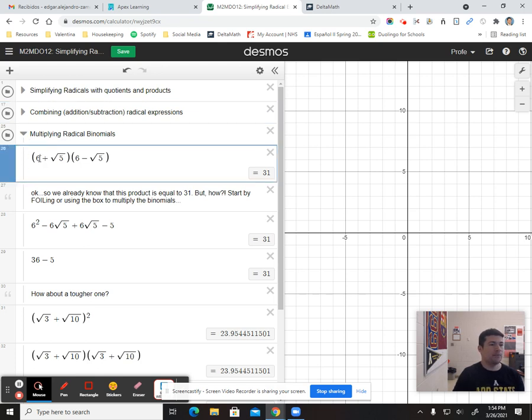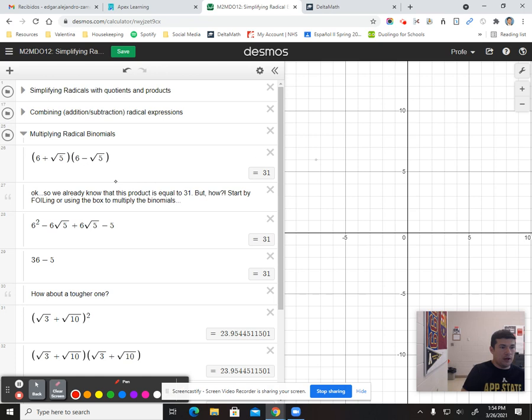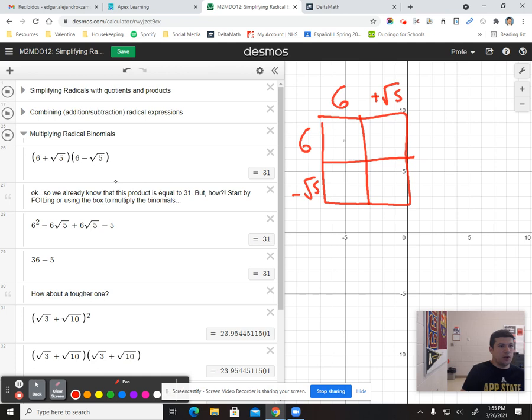All right, here's a couple more. What if I've got binomial expressions that contain radicals? So 6 plus square root of 5 times 6 minus the square root of 5. In the Desmos file, I demonstrate this with FOIL. Some of you like to use the box. So let's say 6 plus the square root of 5 times 6 minus the square root of 5. Well, 6 squared is easy. That's 36. Square root of 5 times negative square root of 5, that's going to give me negative 5.